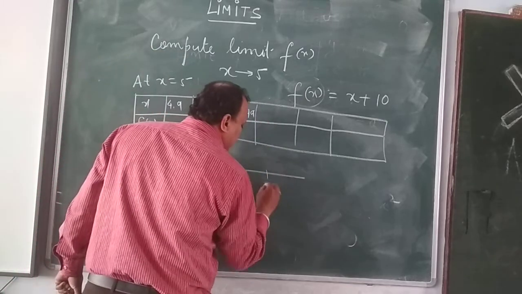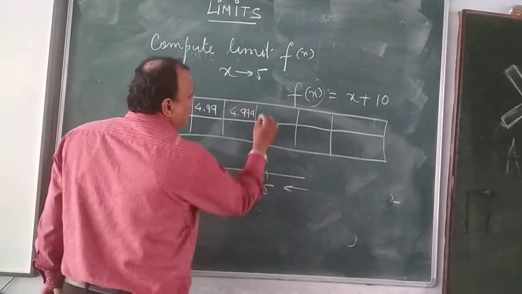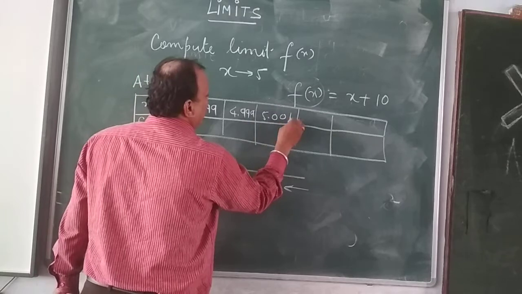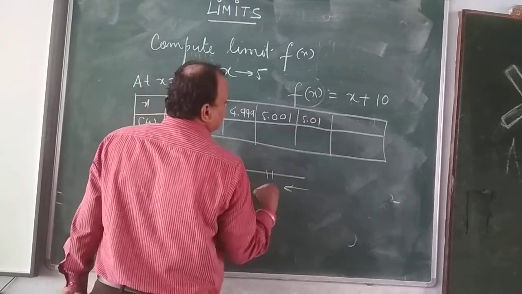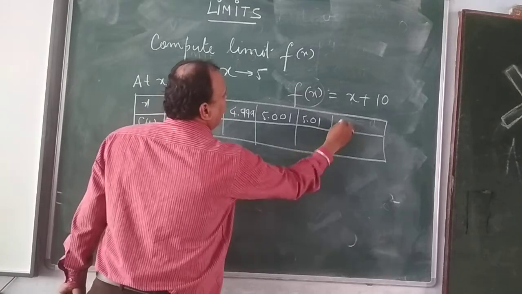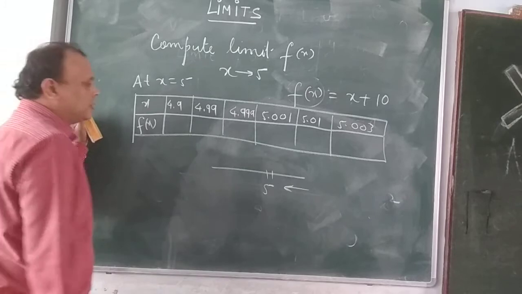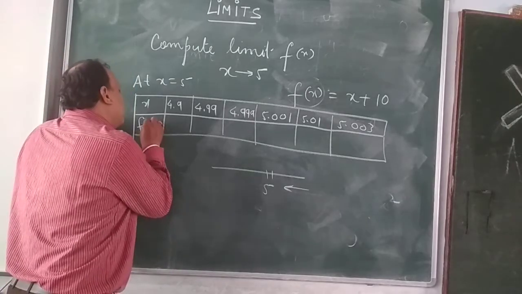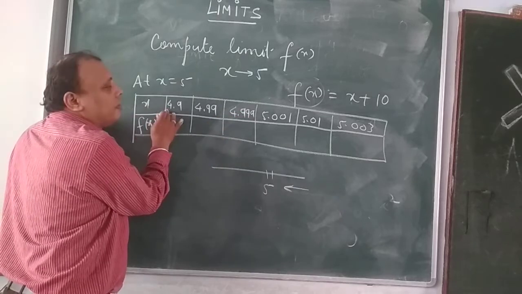But when you consider from the right hand side, 5.001 could be one of the numbers, 5.01, 5.003, like this you can take all those numbers. Now, the value of the function, the equation is defined as adding 10 to the values of x.